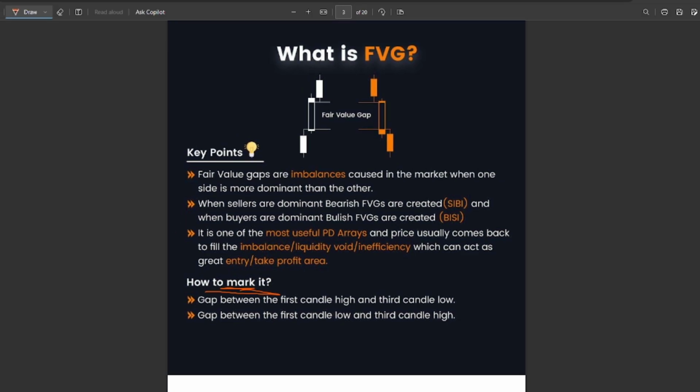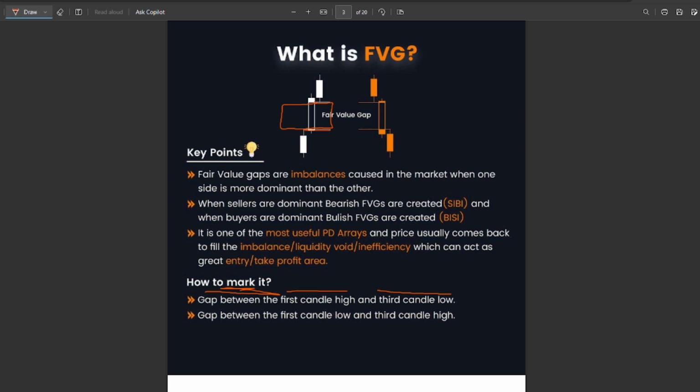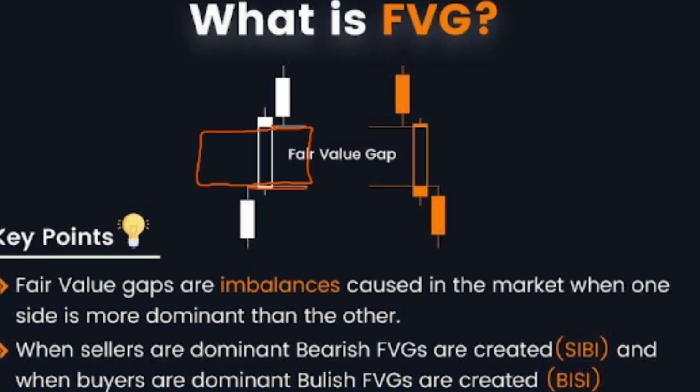When you are marking a bullish fair value gap, you take the first candle high and the third candle low. As you can see in the schematic, we took the first candle high and then the third candle low, so this became our fair value gap. Remember, this is a bullish fair value gap. However, if you want to mark a bearish fair value gap, you will take the first candle low and the third candle high, as you can see in this schematic, marking a bearish fair value gap.